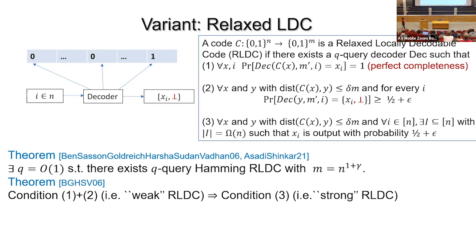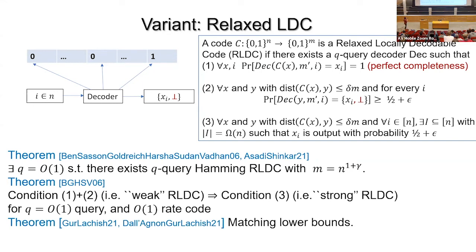Another smaller result here is that the third condition doesn't even matter, because it's implied by the first 2 conditions. We call an RLDC with the first 2 properties a weak RLDC, and one satisfying the third one a strong RLDC, because for INSDEL, they will all matter.